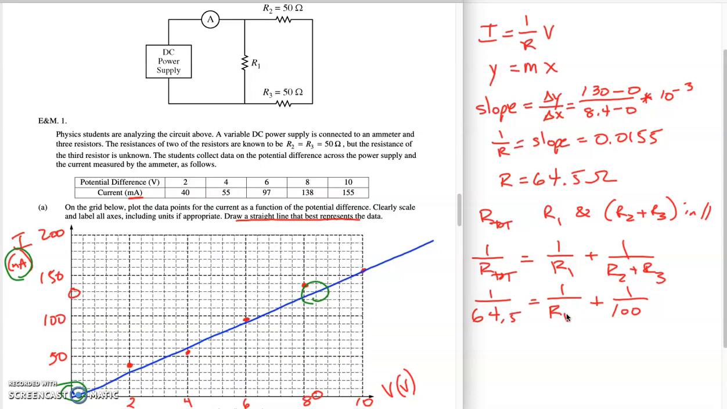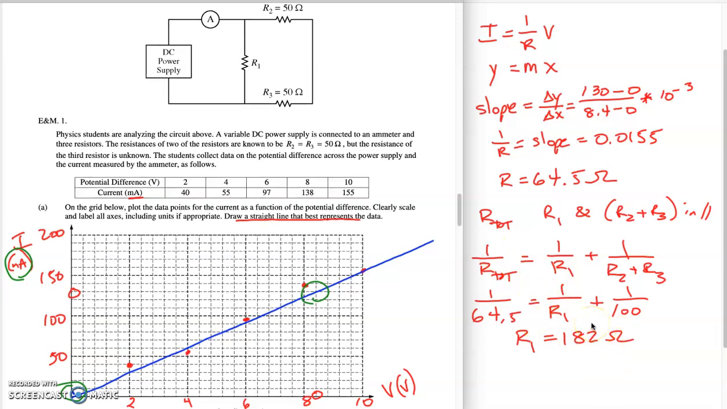So we need to do 1 divided by 64.5, or you can just use your slope again, minus 1 divided by 100. And then your last step, don't forget to take the reciprocal. And I'm getting 181 point fraction. So R1 equals 182, in my case, ohms. Yours is going to be a little bit different.